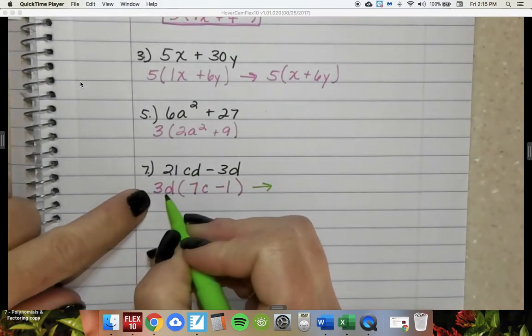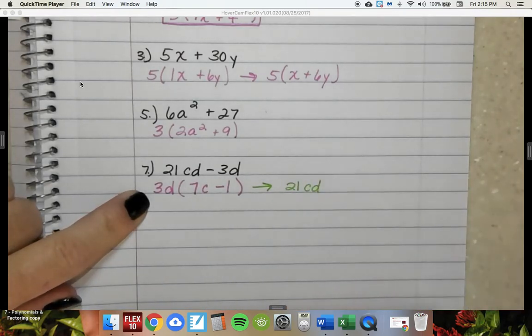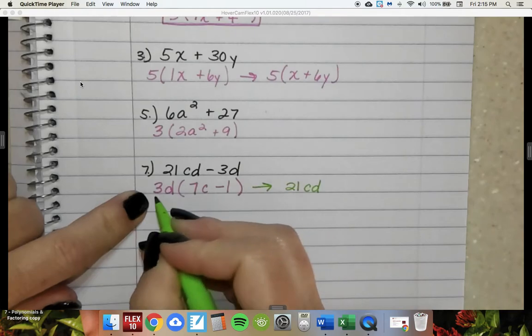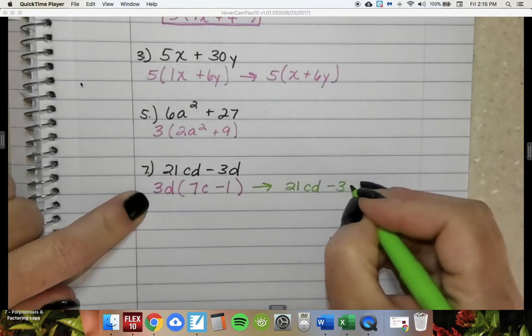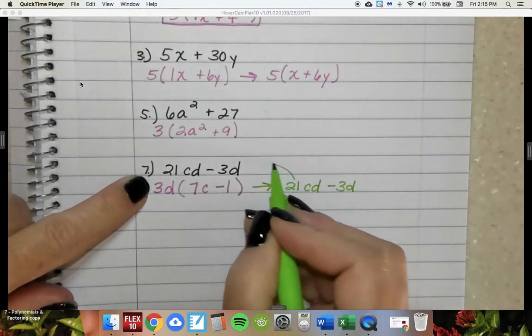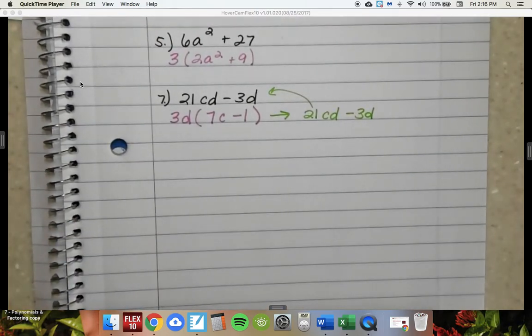What is 3D times 7C? It's 21CD. What is 3D times negative 1? Negative 3D. And isn't that exactly where we started? Yup. Okay, cool. Undistributing. Let's dial it up a notch.